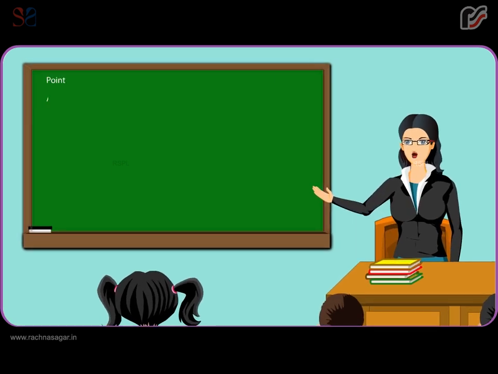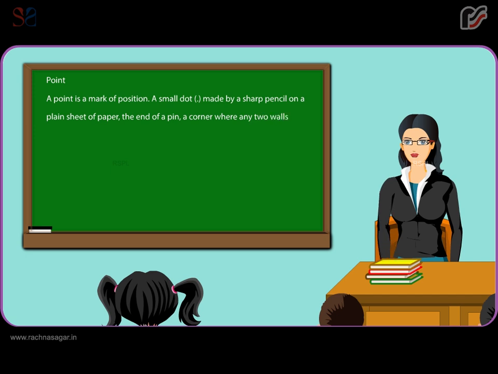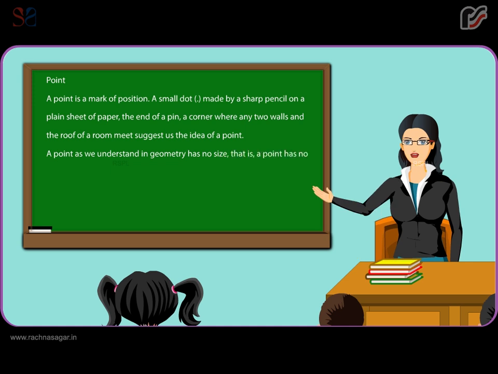Point. A point is a mark of position, a small dot made by a sharp pencil on a plain sheet of paper. The end of a pin, a corner where any two walls and the roof of a room meet, suggests to us the idea of a point. A point, as we understand in geometry, has no size, that is, a point has no length, breadth or thickness. We name a point by a capital letter such as A, B, C, D, etc.